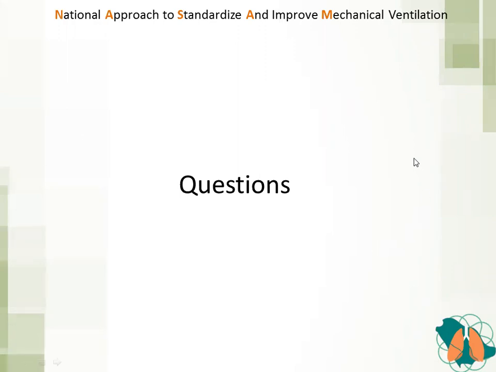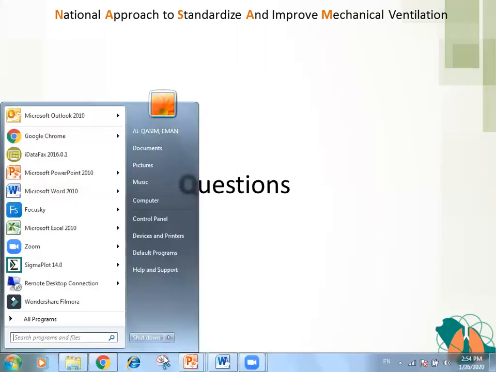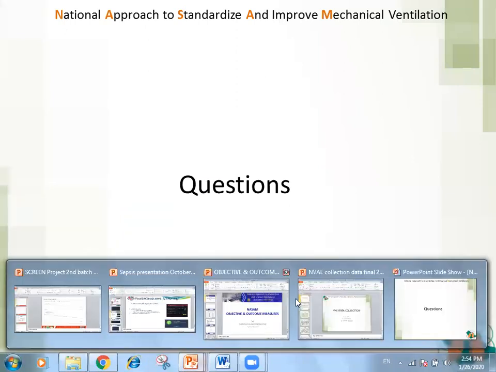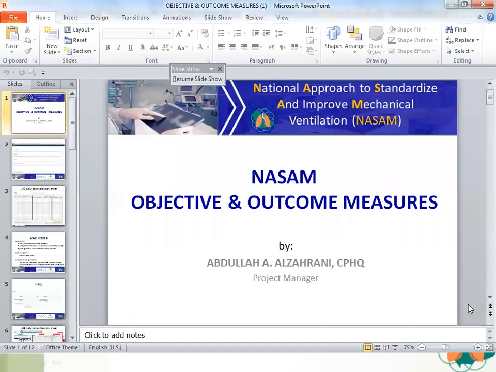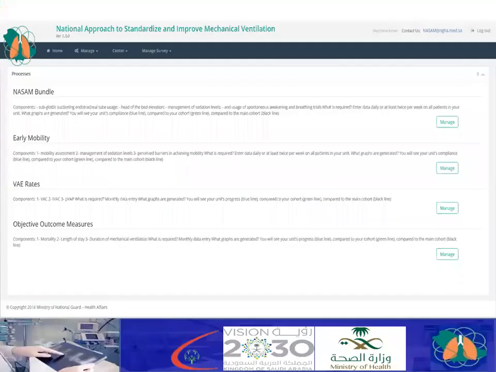So we can move to our next presentation, which is just sharing with you the data collection sheet that we shared with the unit. If you look into the website, you will have four parts. The first one is related to the bundle. The second one is related to the early mobility and VAE rates and objective outcome measures. So we depend mainly on the VAE form to get the VAE rate and the objective outcome measures.